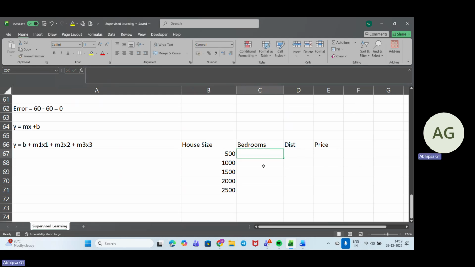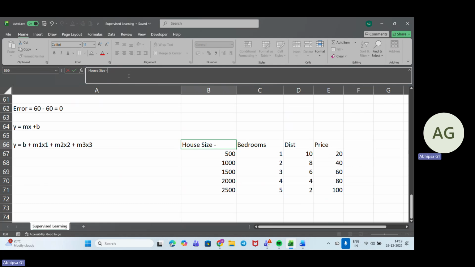Okay. Coming down here, we have 1, 2, 3, 4, 5 like this. And the distance we have to take, let's take as 10 kilometer, 8 kilometer, 6 kilometer, 4 kilometer, 2 kilometer. And price we can take 20, 40, 60, 80 and 100. Okay. So this is the data set with the values.